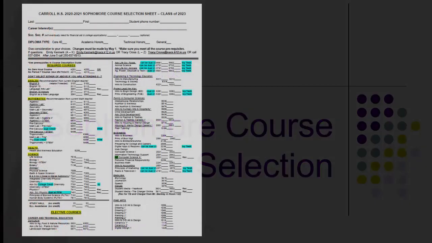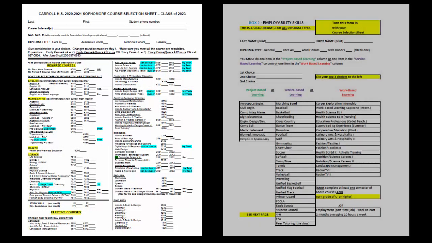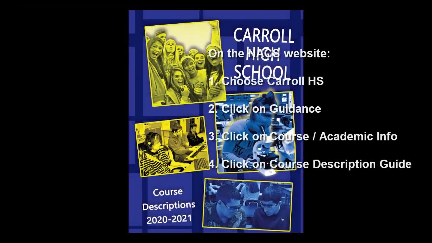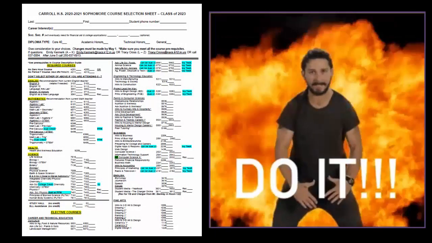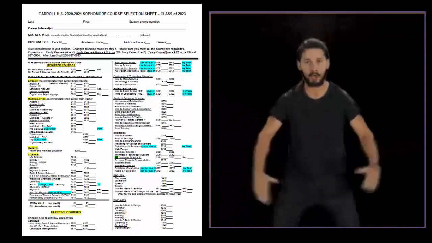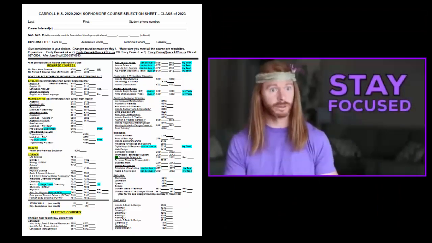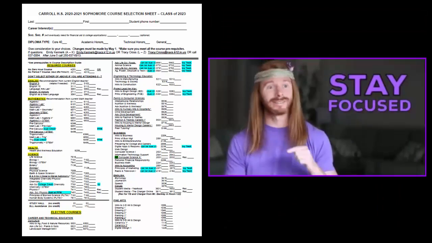You should have received your white course selection sheet, white box 2 sheet, white box 3 sheet, and white summer school form. Your course description guide is online at the NACS website. Select Schools, Carroll High School, and then Guidance. It will be under Course Academic Information. Take out your white course selection sheet and place all other items on the floor. Follow along while we explain how to complete your course selection sheet. Please pay attention. You will have plenty of time to fill out your course selection sheet.